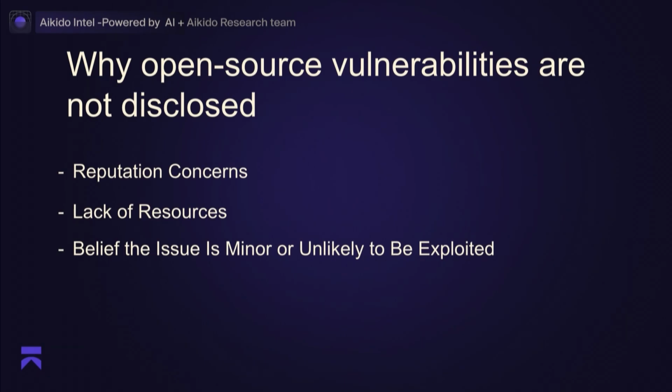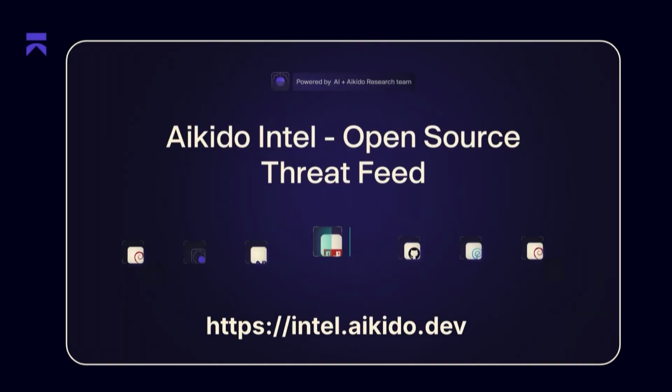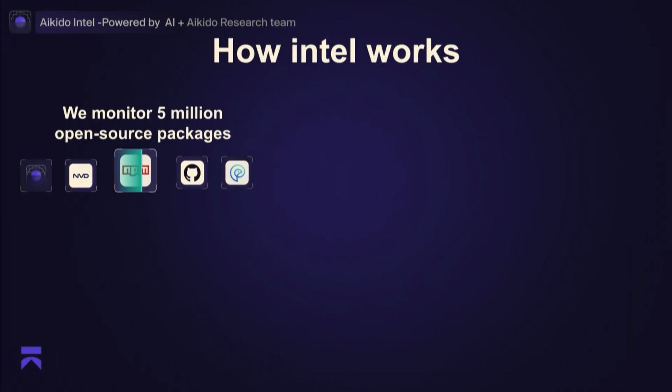So this is what we want to do with Aikido Intel. This is our research project where we are trying to discover these vulnerabilities in open source projects that were shadow patched and create a directory where you can find these as well. So at intel.aikido.dev you can find this. This is open source, so you can see the whole feed coming through and you can just use it in your projects. So how does it work?